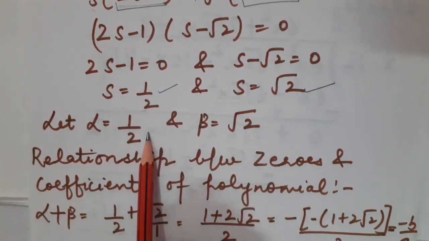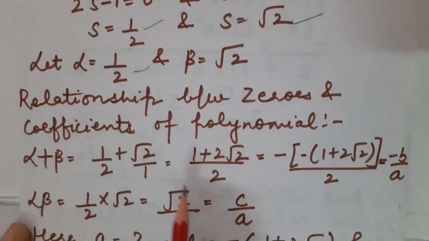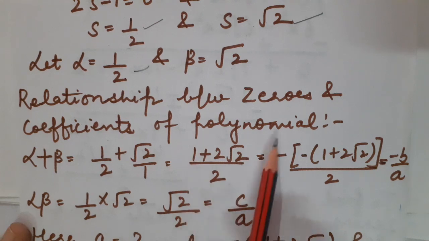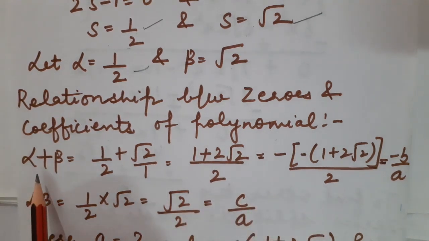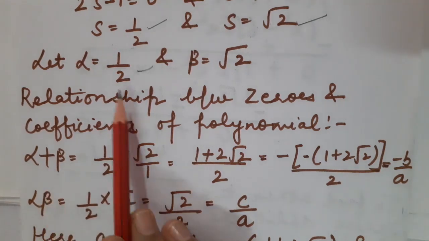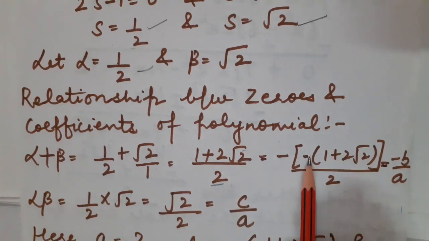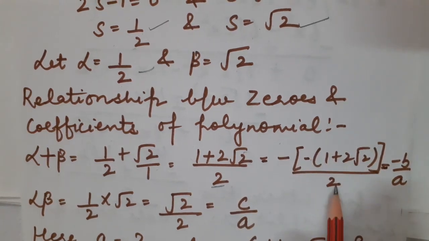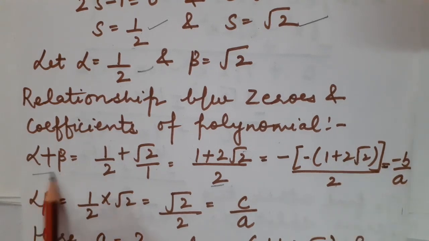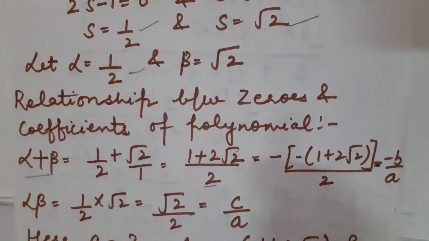So let the first zero be alpha, means this value is alpha, and this value be beta. Now relationship between the zeros and the coefficient of a polynomial. What is to be done for that? Children, first of all you have to find the sum of the zeros. Half plus root 2 upon 1. So taking 2 as LCM, here I have got 1 plus 2 root 2. Can I write this 1 plus 2 root 2 as minus of minus (1 plus 2 root 2) upon 2? Why I am doing so? Because I know that sum of the zeros is nothing but equivalent to minus b by a. So let us check it.